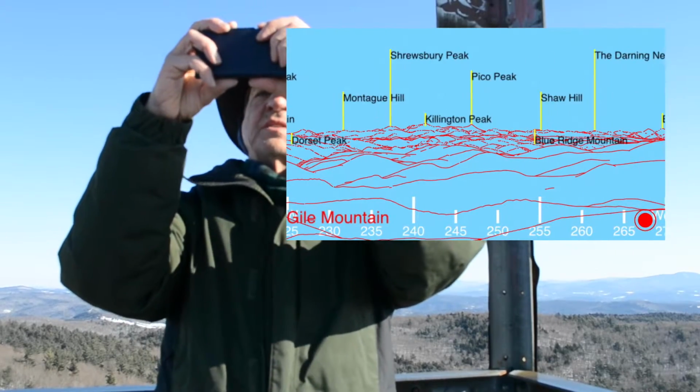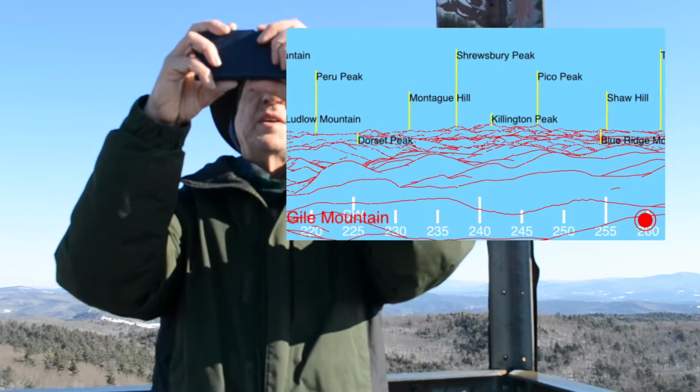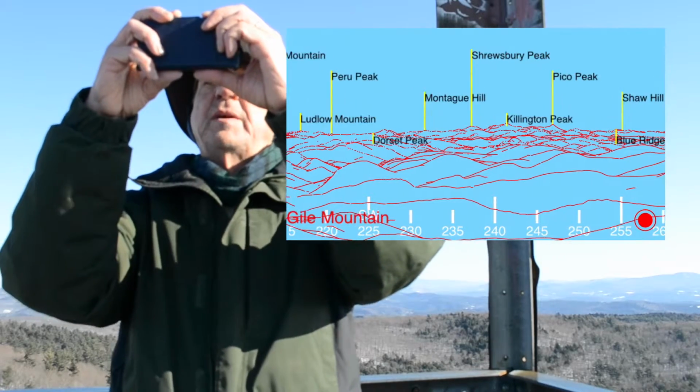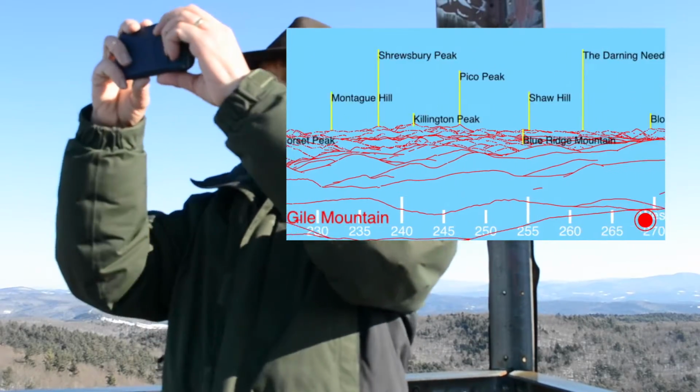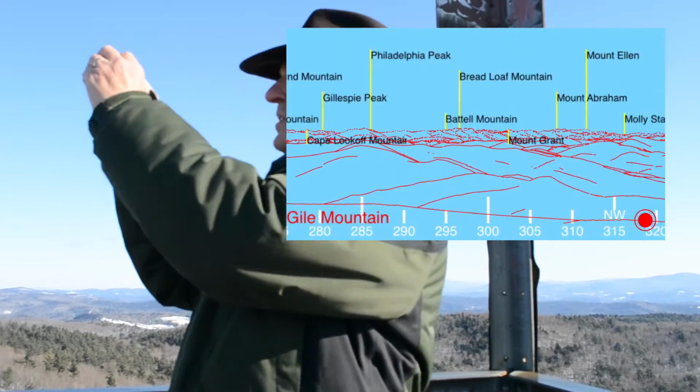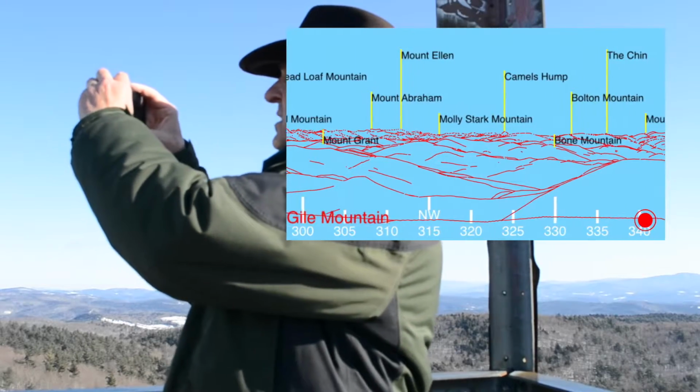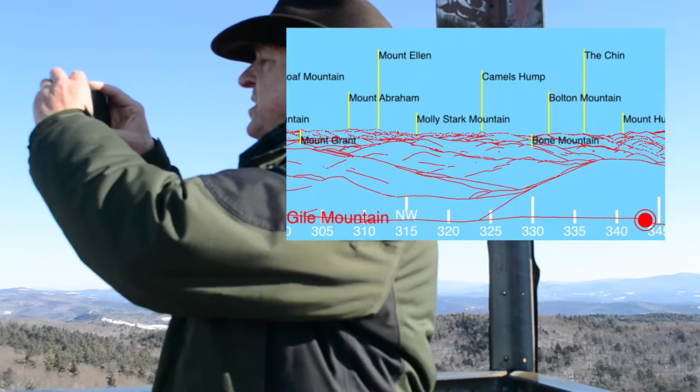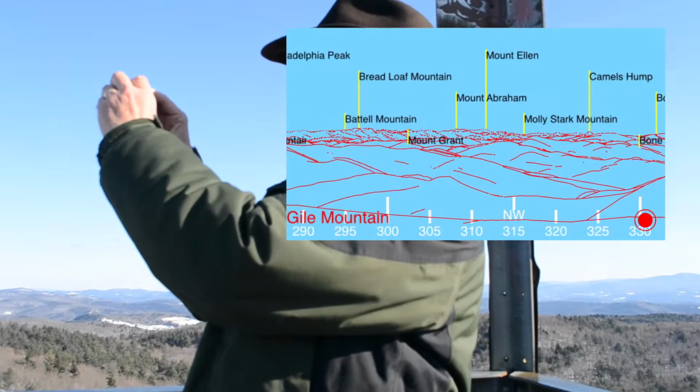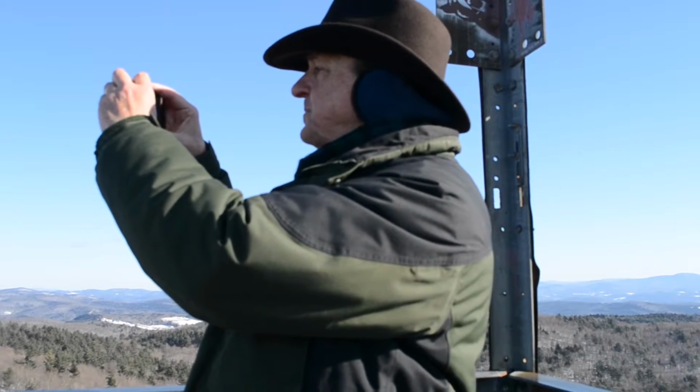Coming over here, there's a whole combination of peaks in Killington. That's a ski resort. And if I pan up to the north, I see Camel's Hump, and beyond that, the Chin. The Chin is part of Mansfield, the highest peak in Vermont.